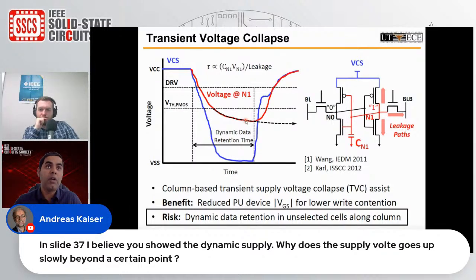And that's how we are able to retain the data on all the cells which are on the same column, which are sharing the same VCS node. Even though that VCS node goes down and comes back quickly, we are still able to retain the data because of this PMOS getting clipped off at the VTH point. Does that answer your question? And yes?